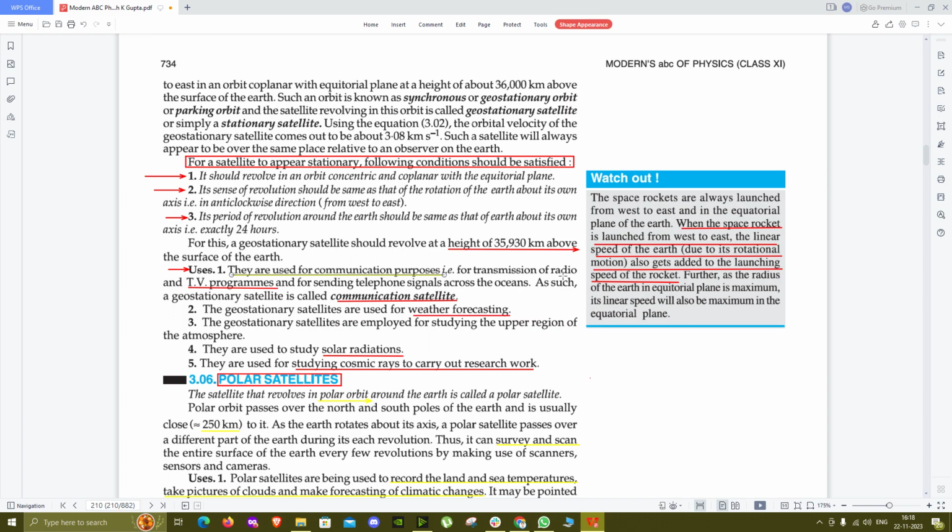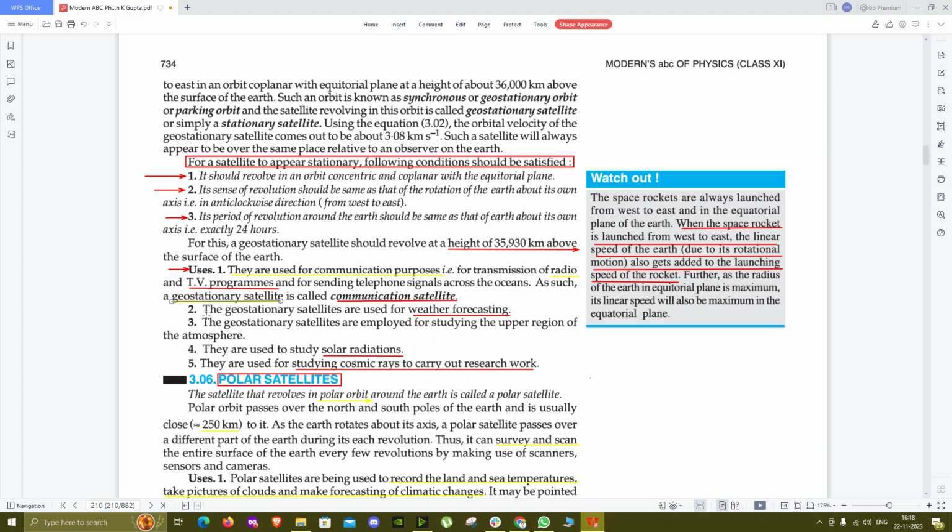Like you can transmit the radio signals. Radio was prevalent in the previous decade, and right now TV programs or even your OTT programs, the internet even works with this technology by sending telephone signals across the oceans. This is also one of the uses. So remember that a geostationary satellite is also called a communication satellite.